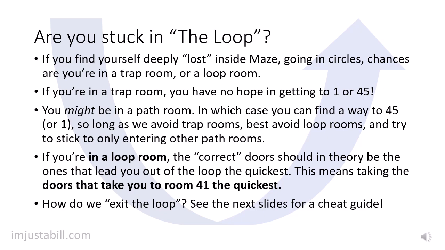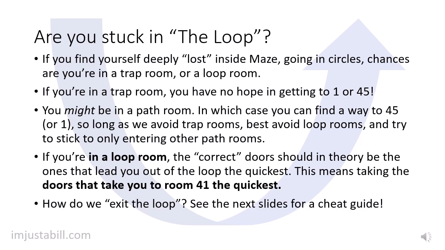Now, if you are in a loop room, again, the correct doors should, in theory, be the ones that lead you out of the loop the quickest. So that means taking the doors that lead you to room 41. Why room 41? Because that is the only way to exit the loop. You get to room 41, there is an exit there to room 1. And you're back where you started in the book, but that is the best you can do to get out of the loop. And again, I would argue that when it comes to picking correct doors in the loop, that's what a correct door is.